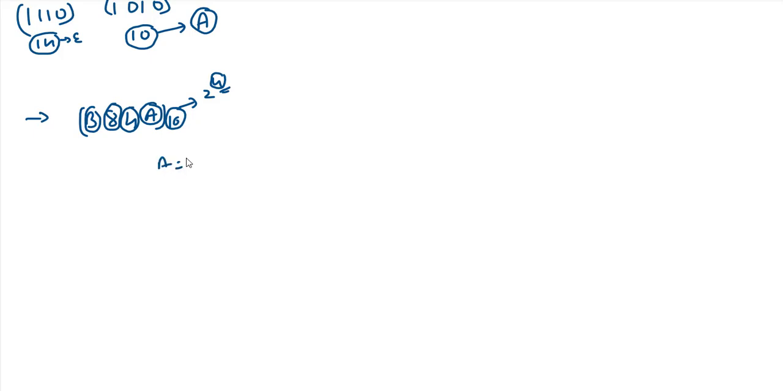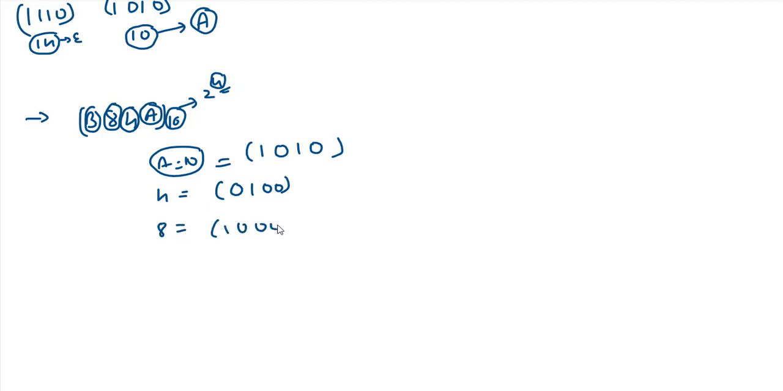So A, which is 10, can be represented in binary as a group of 4 digits as 1, 0, 1, 0. You can check. Likewise, the next digit 4 can be represented as 0, 1, 0, 0. 8 can be written as 1, 0, 0, 0, and then B, whose value is 11, can be written as 1, 0, 1, 1. Now all you'll have to do is write down these numbers in sequence.